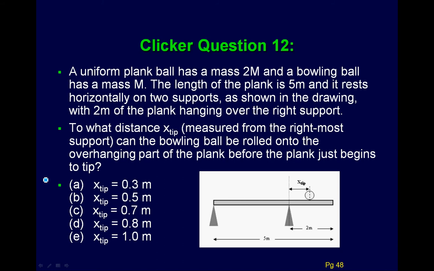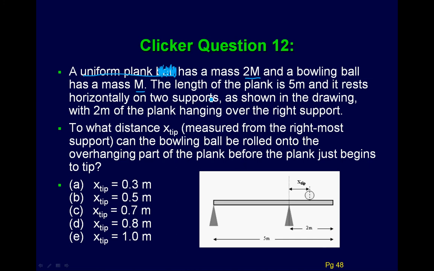We had a question about a type of problem that comes up in chapter 12, and here's an example of one of those. So we have a uniform plank. Let's see, there's a typo here. A uniform plank has a mass 2m, and a bowling ball has a mass m. So here in the picture is the bowling ball and the plank.